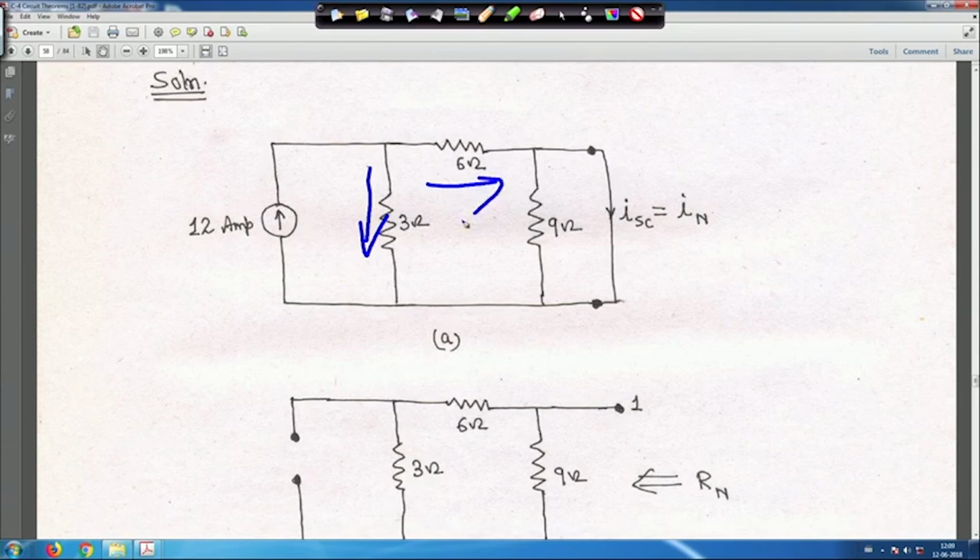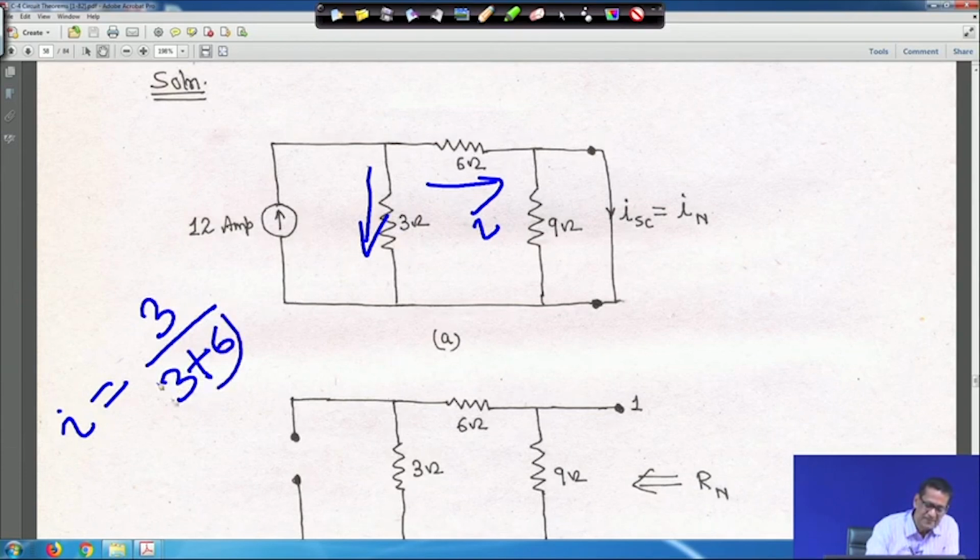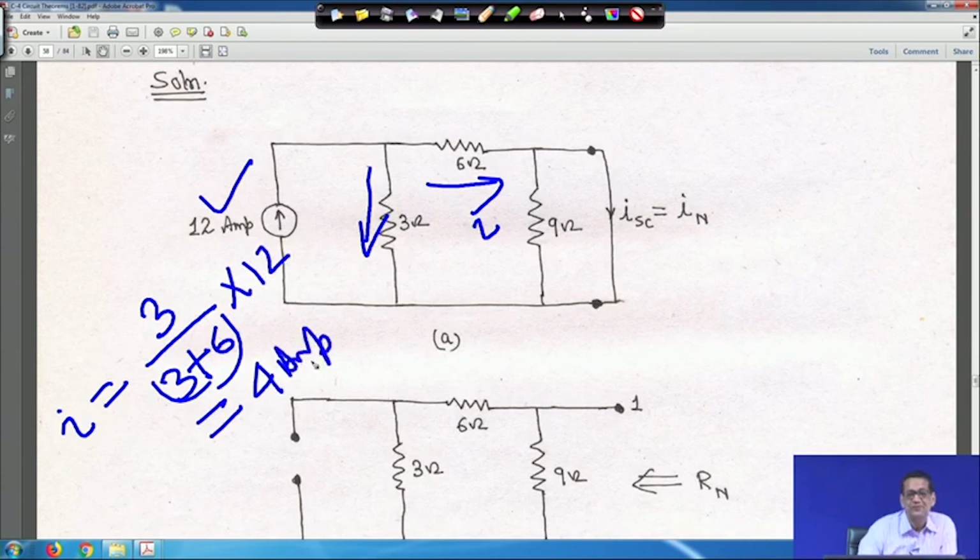Say, for the time being, our interest is the current through the 6 ohm resistance, this I. So, using the current division method, I will be equal to, since we want the current through the 6 ohm resistance, 3 divided by 3 plus 6 into the 12 ampere independent current source. So, into 12 ampere, it becomes 4 ampere. That means this current I flowing through is 4 ampere, right.